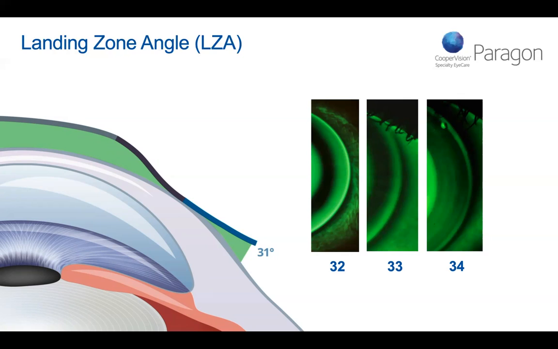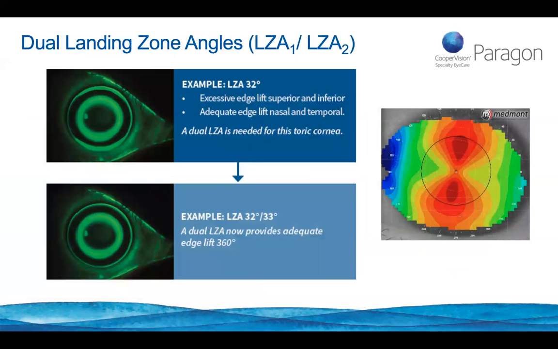So to increase edge lift and to allow more tear movement underneath the lens, we would want to go from a 34 to a 33. When a patient's peripheral cornea exhibits toricity upon fluorescein evaluation, a dual axis landing zone angle is also recommended to provide a uniform landing zone. Typically, patients with more limbus-to-limbus toricity, such as displayed on this topography, will need a dual landing zone angle. And you can create dual LZAs with 1 to 2 degrees of difference.